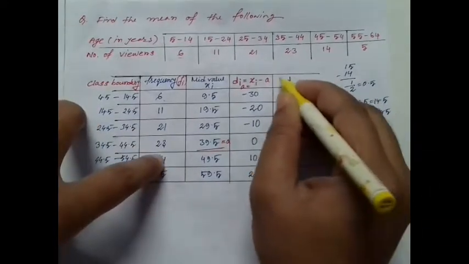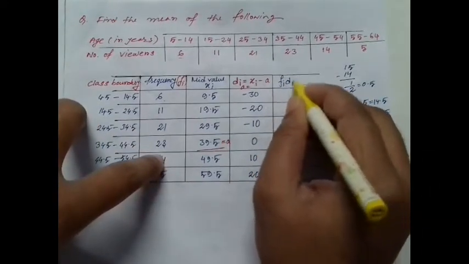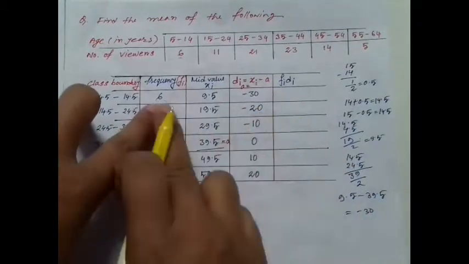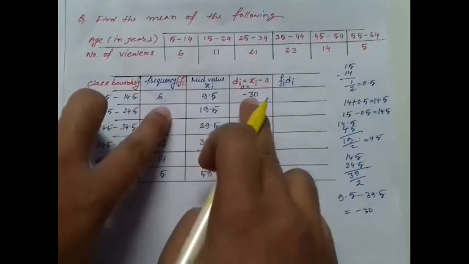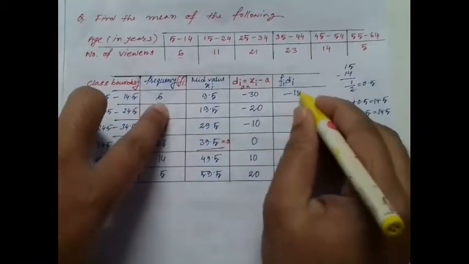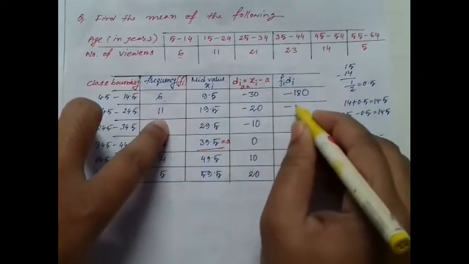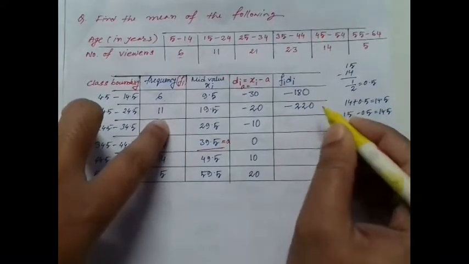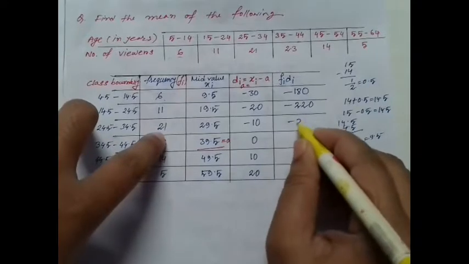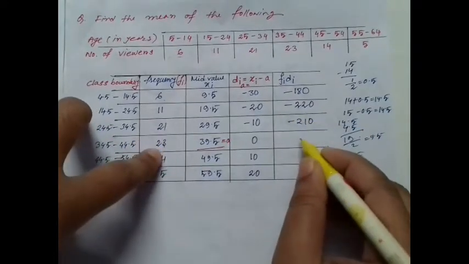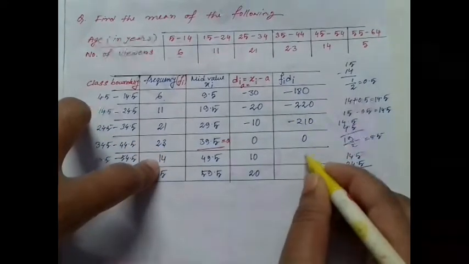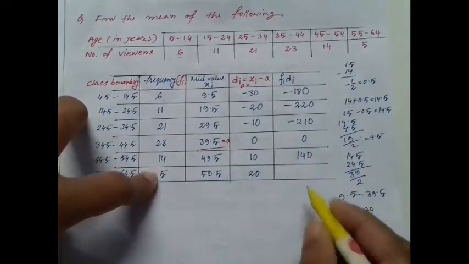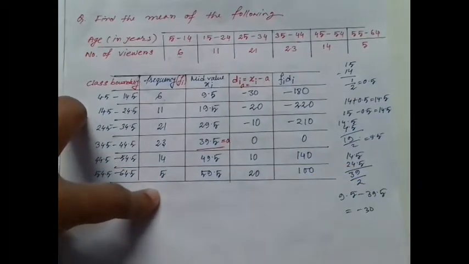Now our last column, fi di. Fi should be multiplied with corresponding di. Okay, so minus 180, minus 220, minus 210, then 0, then 140, then 100.